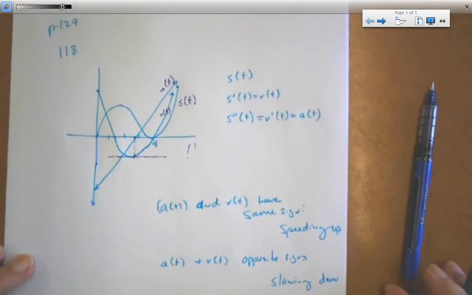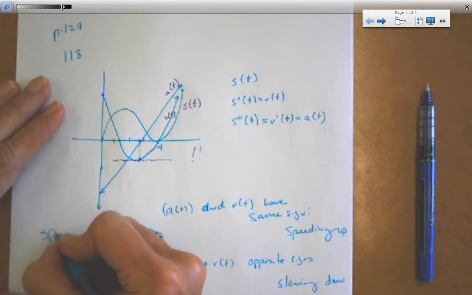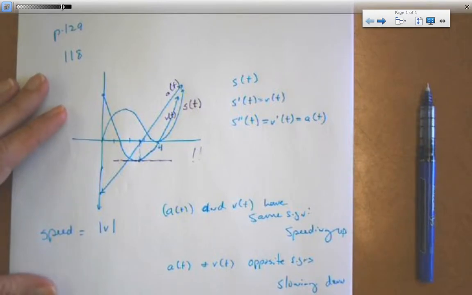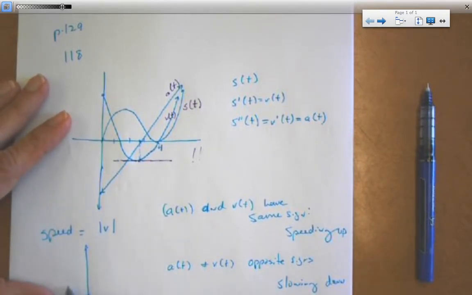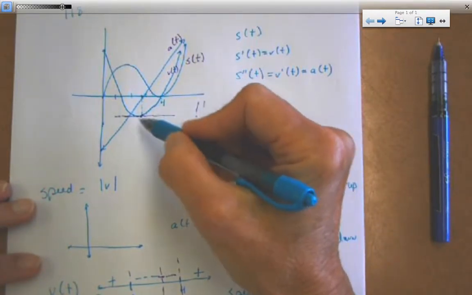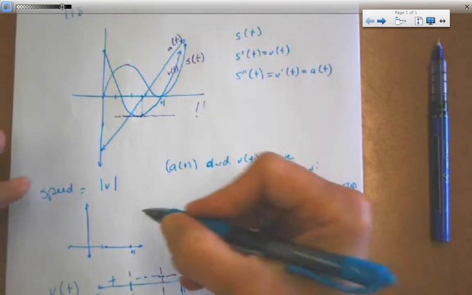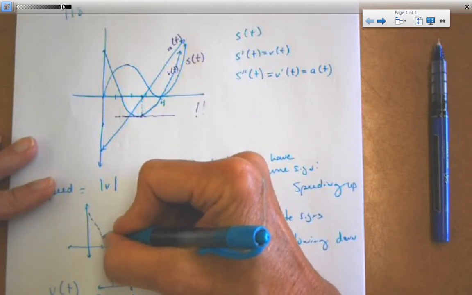All right, another way we're going to discuss looking how to analyze these graphs, since speed is defined to be the magnitude of velocity, sometimes you may want to examine just the velocity graph and discuss where it's increasing and decreasing. So if I know this velocity graph is a parabola from here, and I know its x-intercepts are about right here and at 4, and this is my velocity graph.